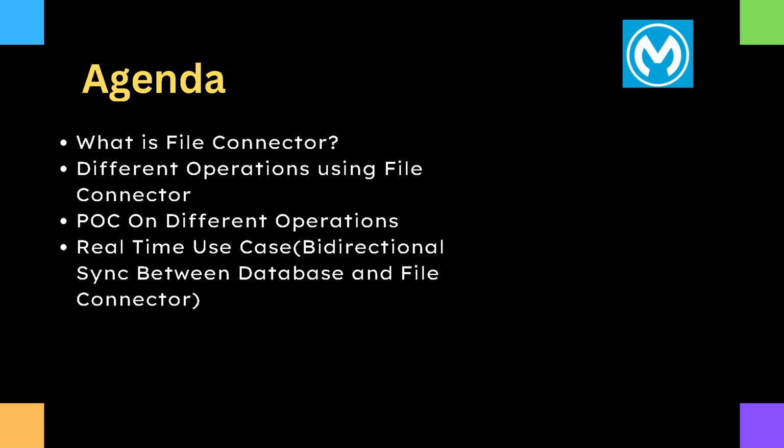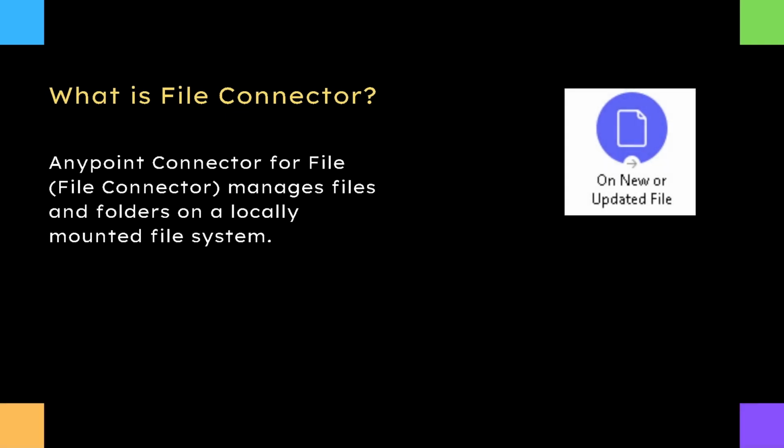What is file connector? So guys, it's the simple definition. It's an endpoint connector for file, which manages files and folders on a locally mounted file system. It's basically a connector which manages files locally, so whatever operations you want to perform on those files or folders, you can do it with the help of this file connector. That's the simple definition, and on the right hand side you can also see how it looks in the Mule palette when you drag and drop it in your Anypoint Studio. Okay, let's move on to the next slide.